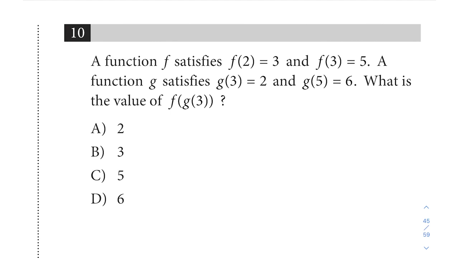Section 4. So here it says a function f satisfies f of 2 equals 3 and f of 3 equals 5. A function g satisfies g of 3 equals 2 and g of 5 equals 6. What is the value of f of g of 3? So when you see this, a lot of times people want to just guess at an answer and move on because they see all of this algebra, which looks like gibberish, in dealing with what we call composite functions.